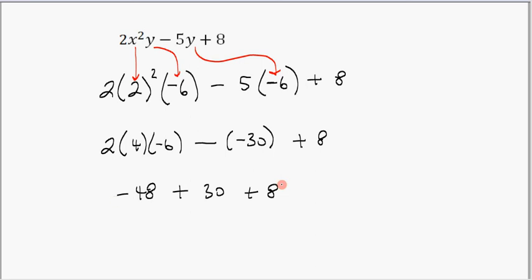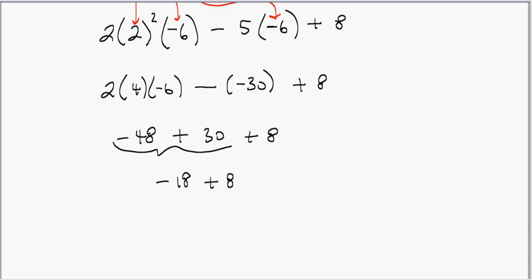And we just continue simplifying. Negative 48 plus 30 is going to be a negative 18 plus 8. And a negative 18 plus 8 would be a negative 10. So there's the answer for that one.